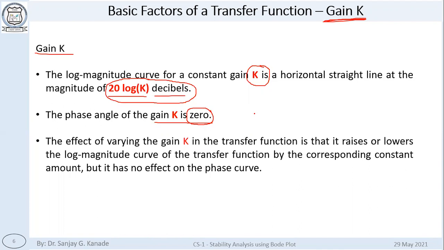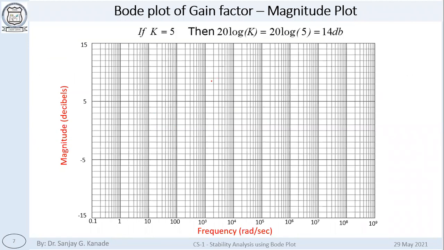So what will happen if I increase the gain? Let's say if K is equal to 5, then 20 log K is 14 dB. So whatever the frequency value is, just look at the frequency axis also. It is 0.1, 1, 10. Going ahead, the power of 10 is increasing. That is the value of frequency here.